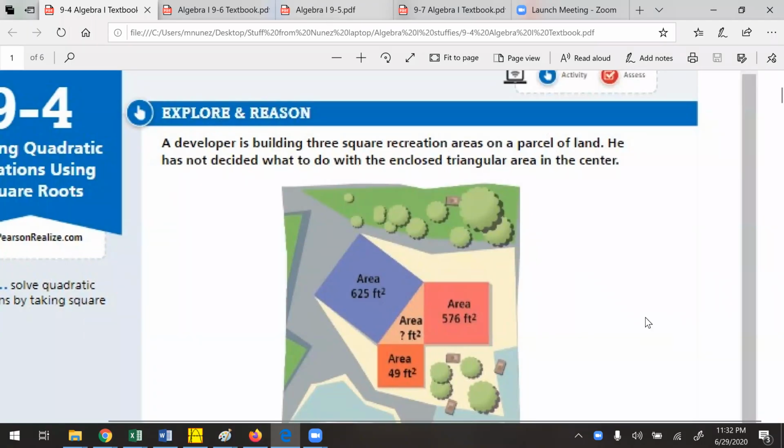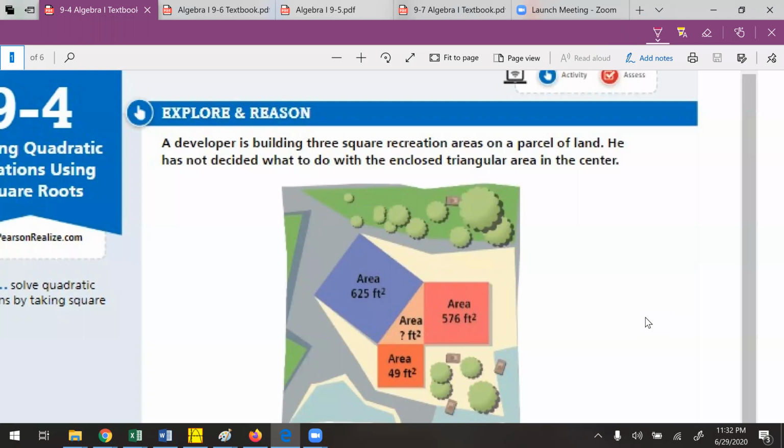Okay, this is an easy peasy lemon squeezy type of lesson. If you find this difficult, here we go. This should look very familiar.